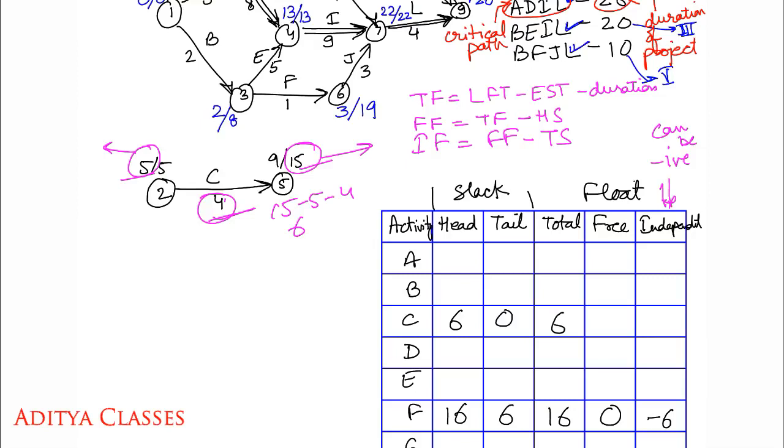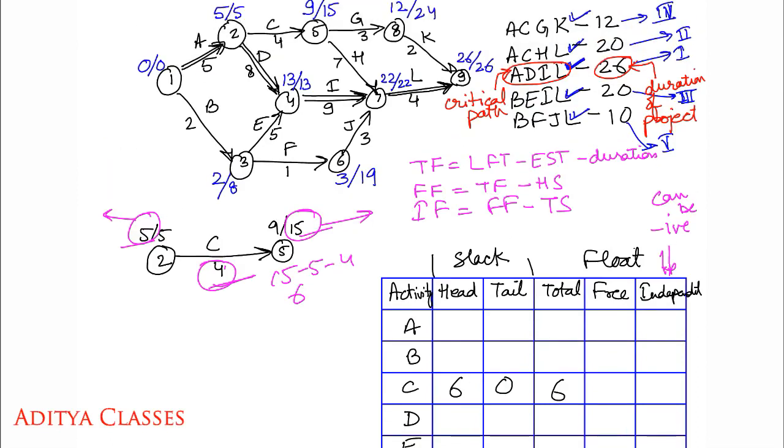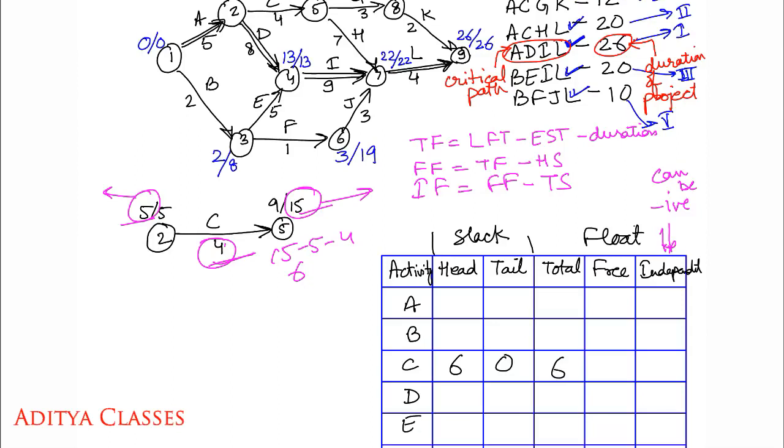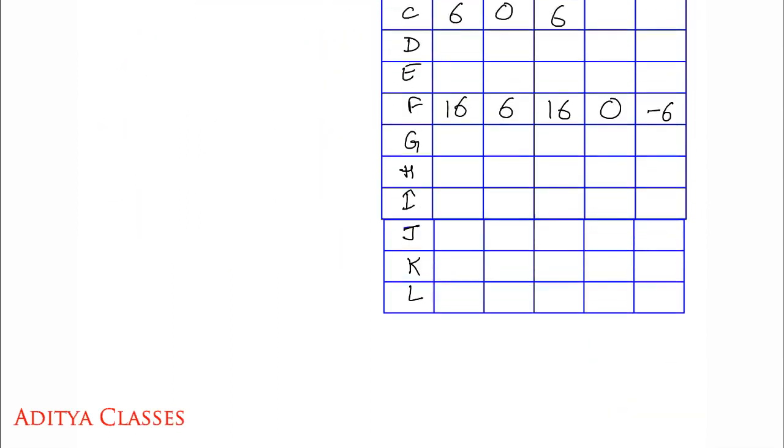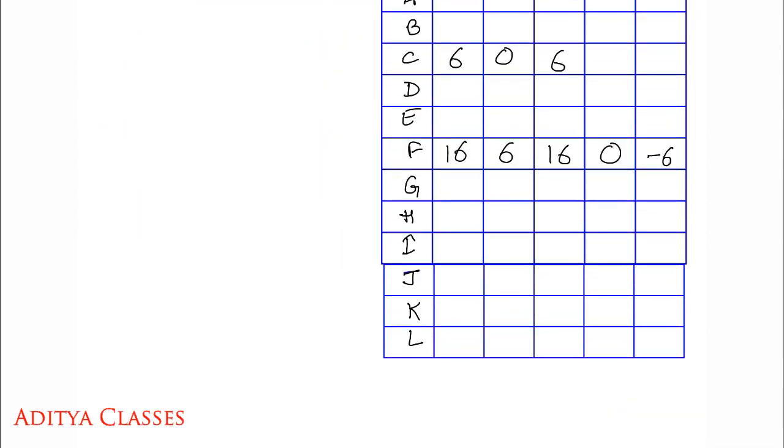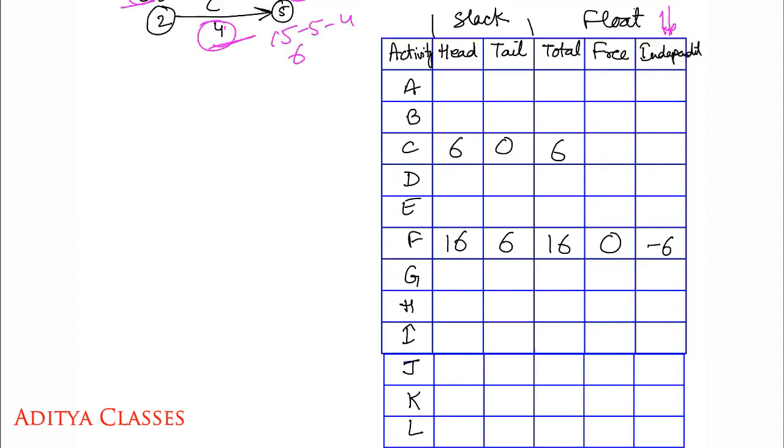Then what about free float? It is nothing but total float minus head slack. We already have total float. Let us go ahead and find total float. Total, here it is. Total float minus head slack, 6 minus 6. It would be a 0.